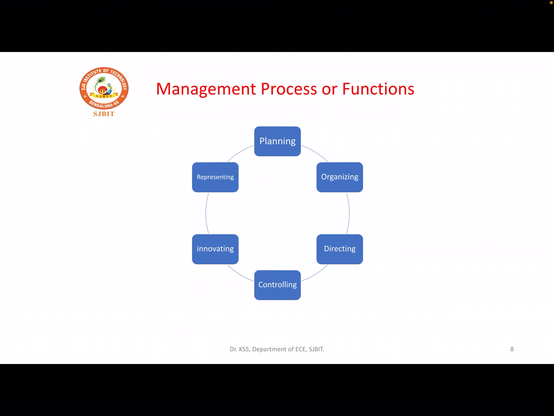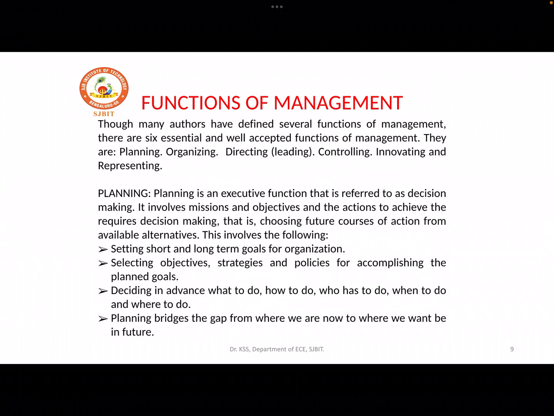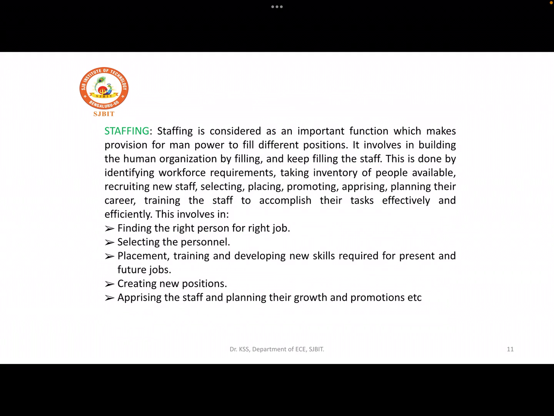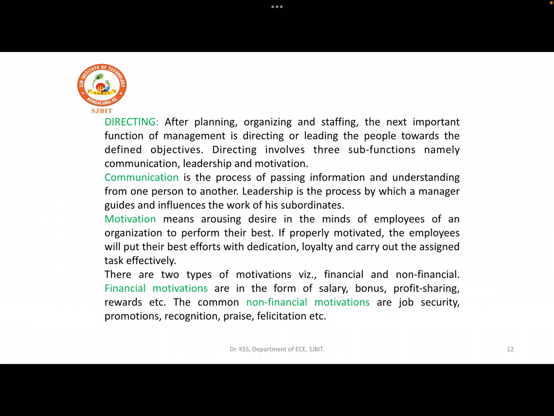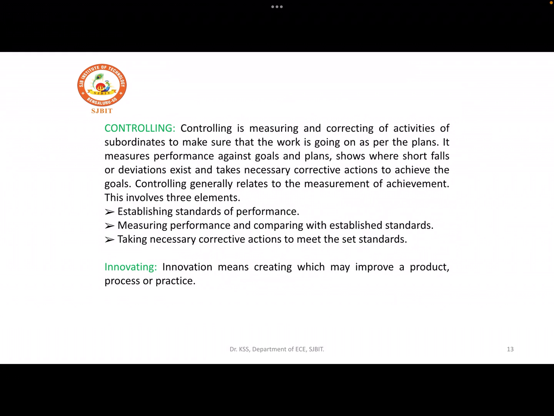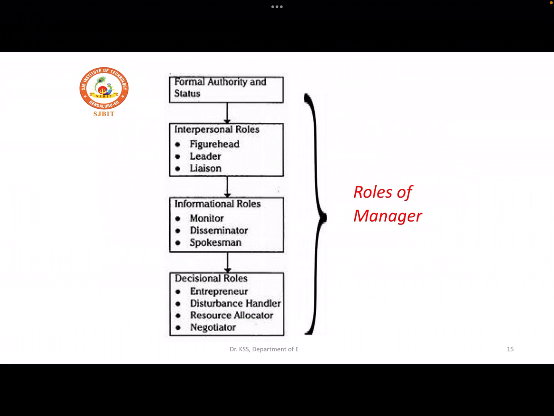This is the process of management, or the different functions of management. The first function of management is planning. After planning, you need to organize. After organizing, direct it. After directing, control it. After controlling, innovate. After innovating, represent it. So these are the different functions of management. In the previous slide we saw planning, organizing, staffing, directing, communication, control, representing.